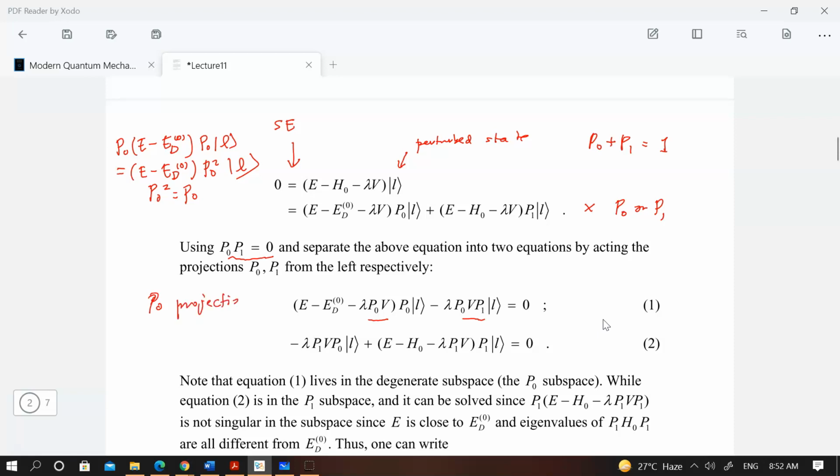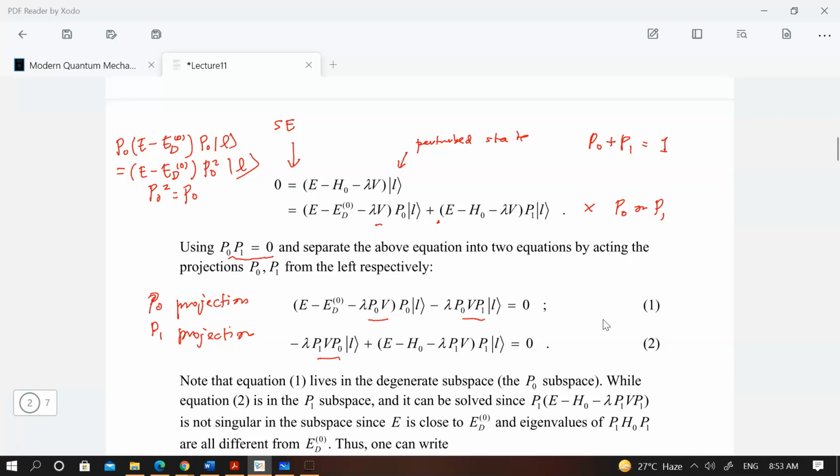So the next one will do the p1 projection. Again, it's just the same thing. So you multiply p1 here. The one with the eigenvalues will just commute with p1, and then p1 will multiply the operator v here, and then we get that term here to here, and then we have your p1 acting on here, and again the same argument.